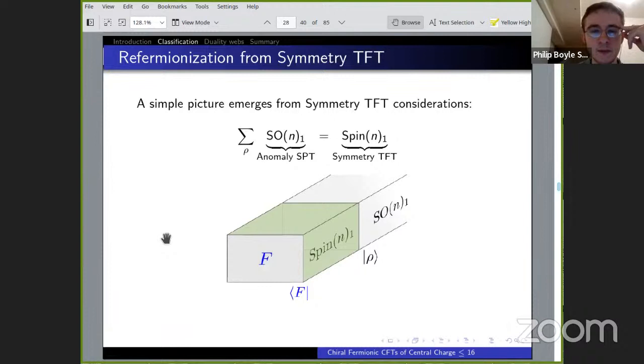Now, you can explicitly see this by working with CFT partition functions. There's a nice CFT way to see this, but it's actually a nicer picture for what's going on, a very simple, nice picture. And this arises from considering symmetry TFT.